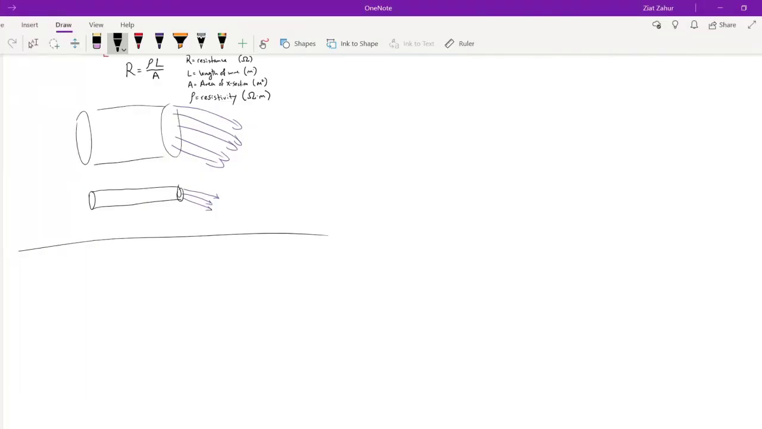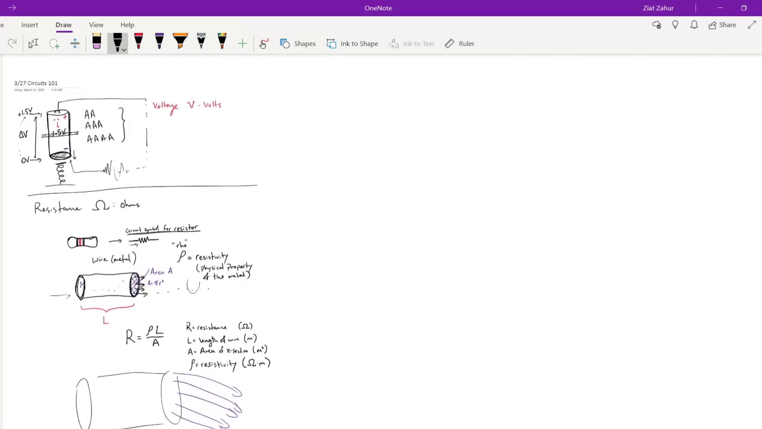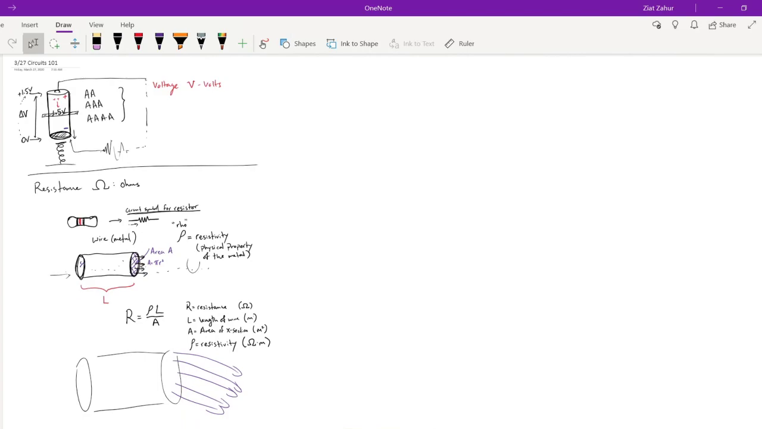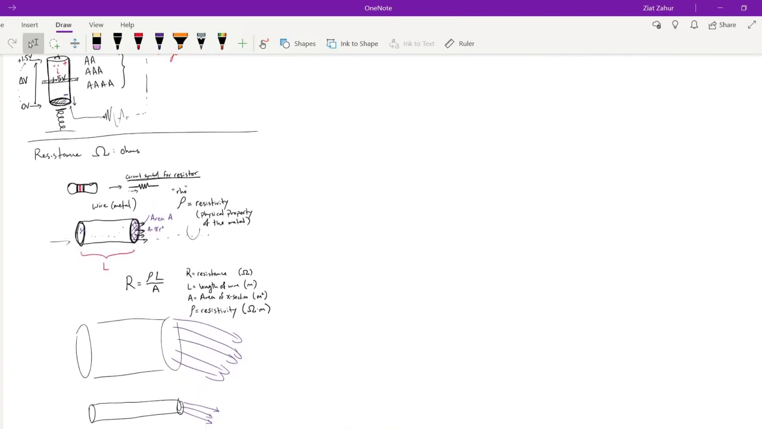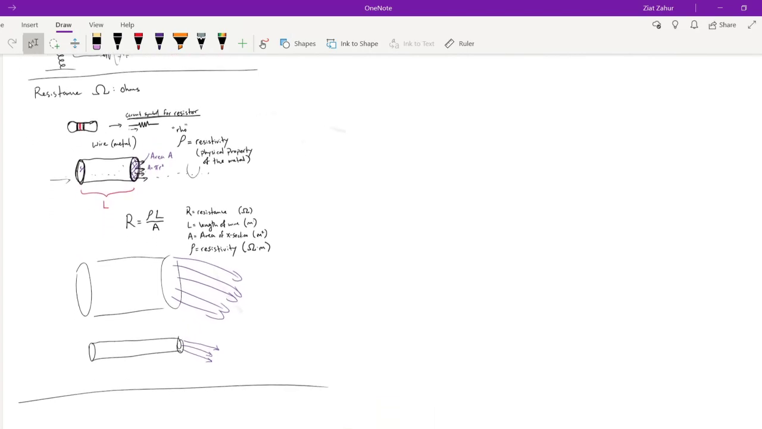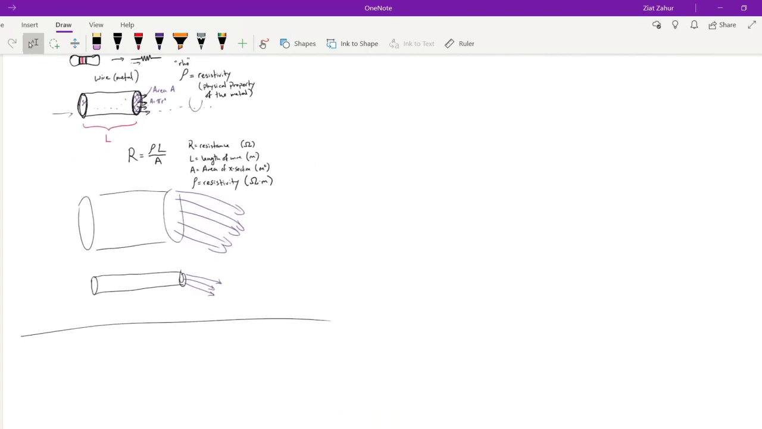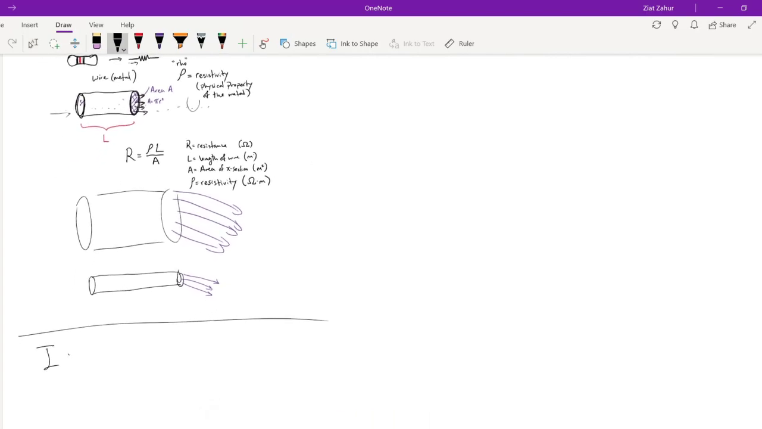One note: current, voltage, resistance. V is voltage, measured in volts. Resistance is R, measured in ohms. We have I, which is the current, and it's measured in amps, A.